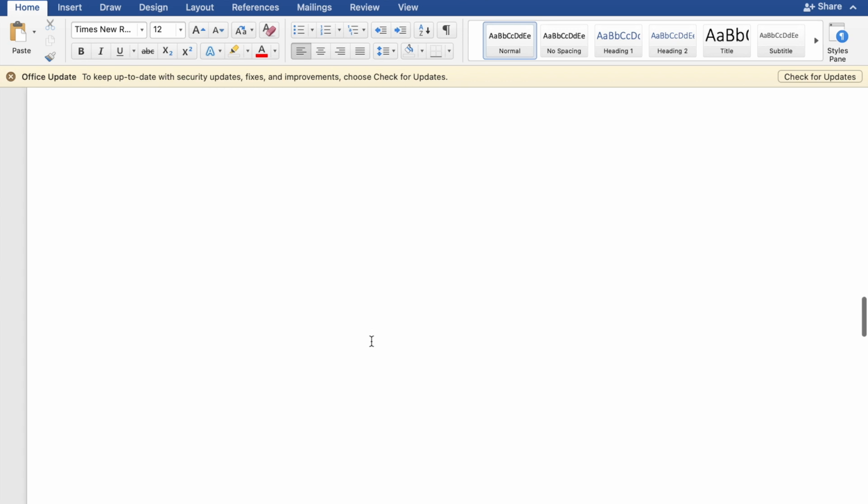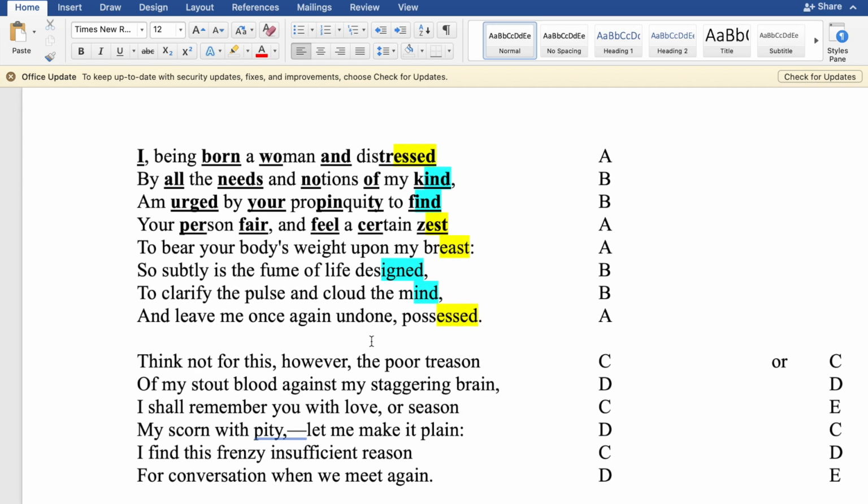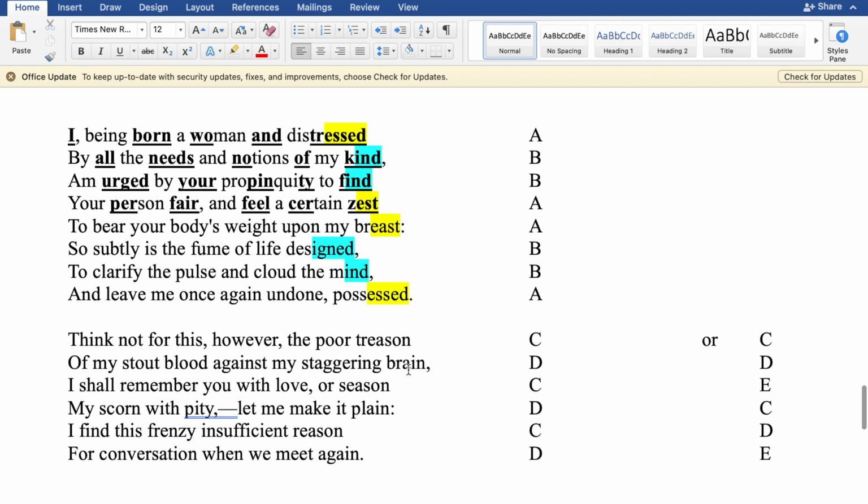I'm going to scroll down again because what I've done here, you can see I've highlighted some of the text to show the rhyme scheme. And when I say rhyme scheme, I mean the end words in each line that rhyme with each other. So you can see, and I've written on the right-hand side, A, BBA, BBA, CDC, DCD. So let's look at the first 8 lines here. You can see lines 1 and 4 and lines 5 and 8 all rhyme with each other. So there are 4 words there that have this end rhyme, this rhyme of est: distressed, zest, breast, and possessed.